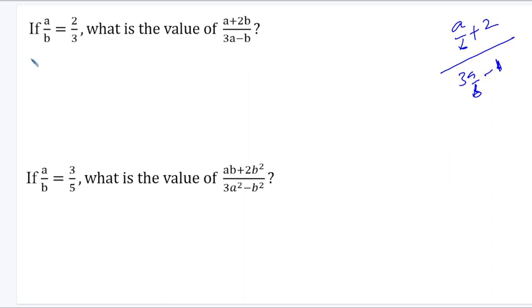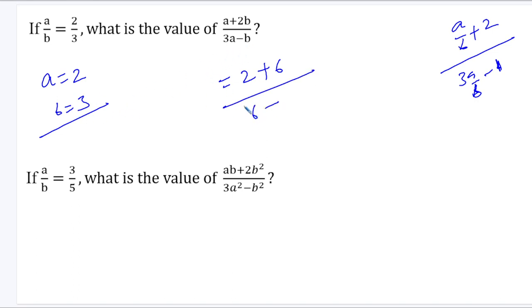I'll tell you a better way of solving this. Do one thing, simply put A equal to 2 and B equal to 3 and solve. This works. Simply we are putting A equal to 2 and B equal to 3. So what will it be? 2 plus 2 times 3, that's 6, and 3 times 2, that's 6, minus 3. Whatever answer we are getting, 8 over 3. Simply substitute the value of A and the value of B and you'll get the answer.